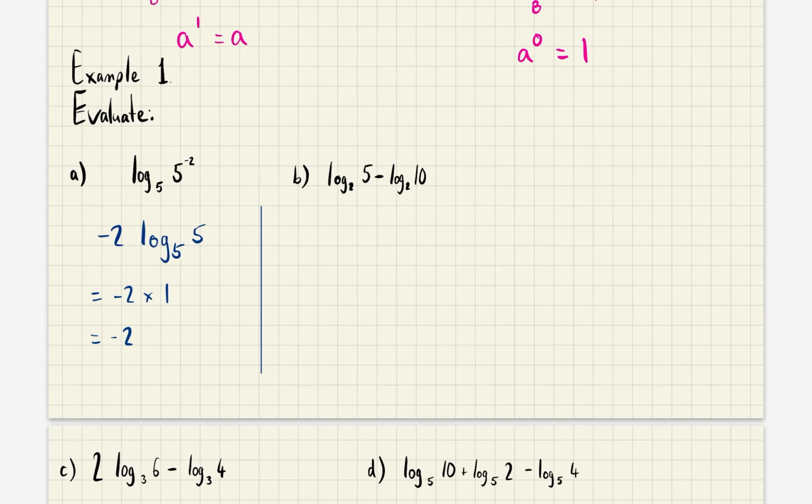For B, we've got log base 2, 5 minus log base 2, 10. So for this one, we actually have a subtraction with the same base. These bases match. So I can rearrange it as log base 2, but I'm going to have 5 divided by 10. So that's using the quotient law, which is the division law. And I can simplify that. That's going to be log base 2, 5 over 10 is a half.